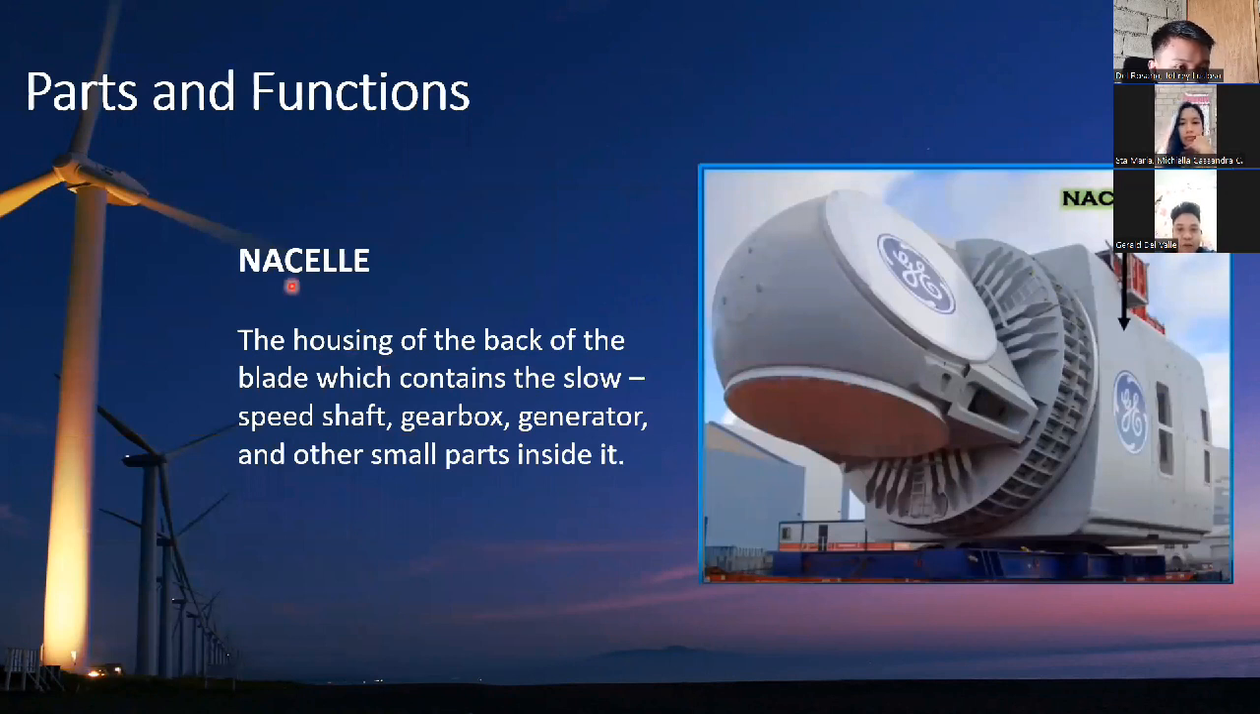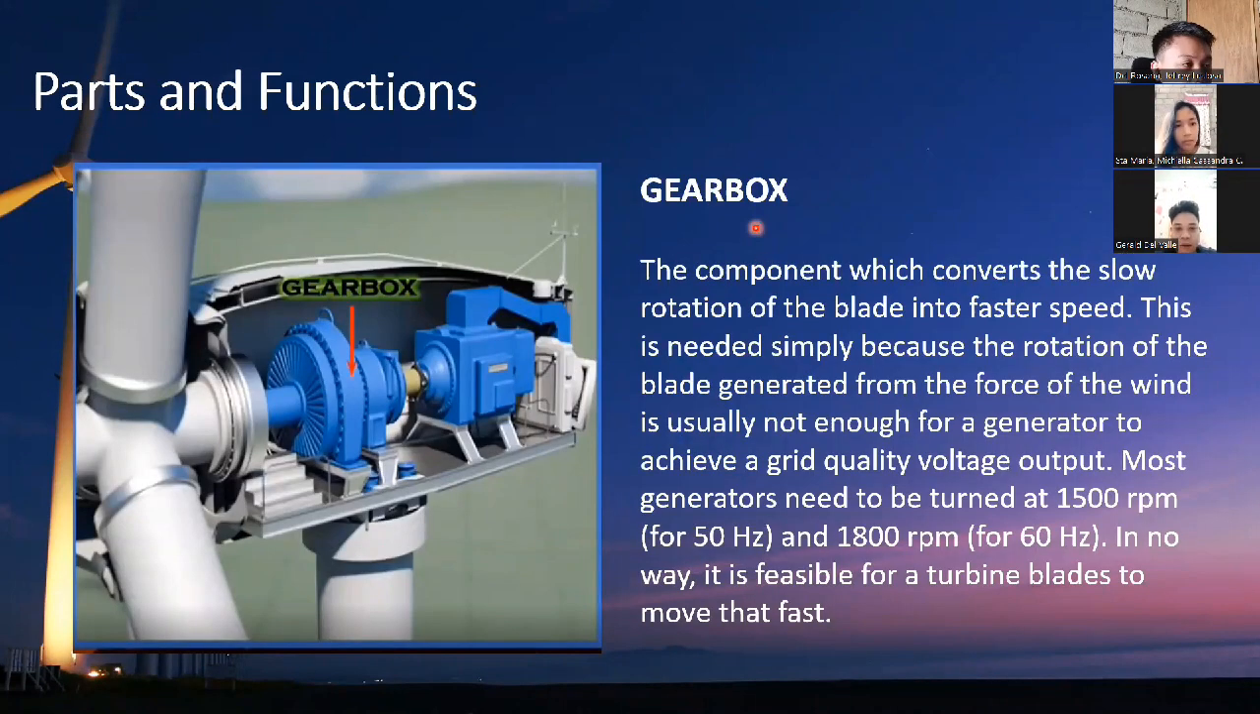Next one. Nacelle, the housing at the back of the blade, which contains the slow speed shaft, gearbox, generator and the small parts inside it. Gearbox, the component which converts the slow rotation of the blade into faster speed. This is needed simply because the rotation of the blade generated from the force of the wind is usually not enough for a generator to achieve a good quality voltage output.